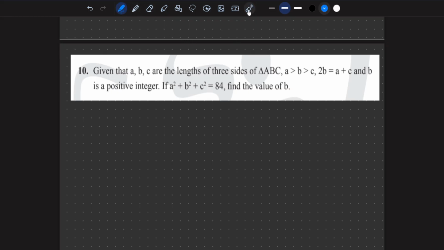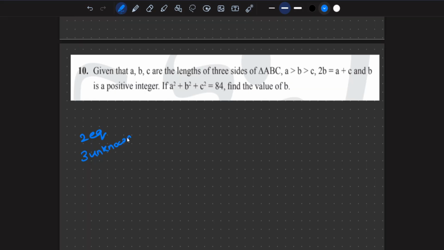First of all, let us read the question. We have been given that a, b and c are the lengths of the three sides of a triangle ABC, and we have been given two relations between a, b and c. We have also been given that b is a positive integer. Here, can you see that we have two equations and three unknowns, and we need to find the value of b?